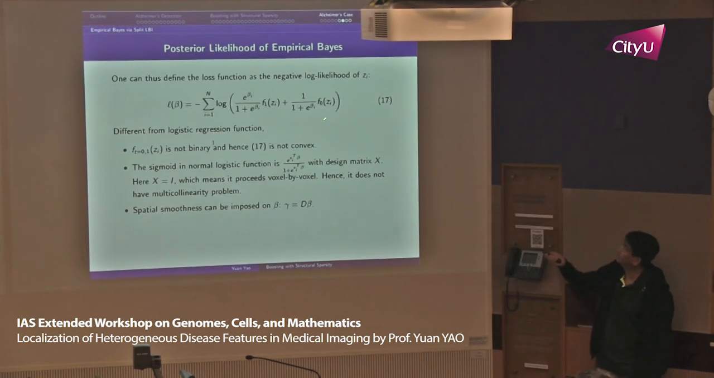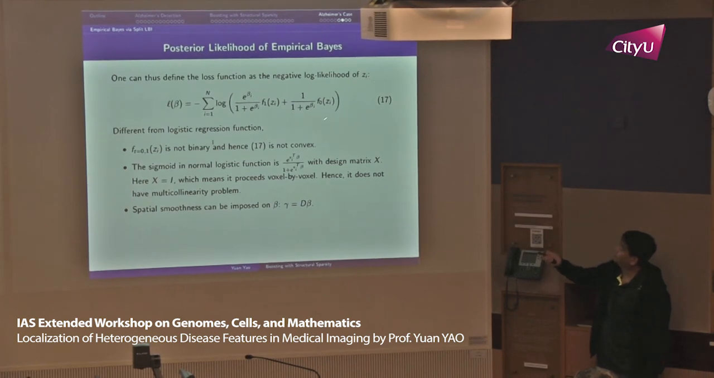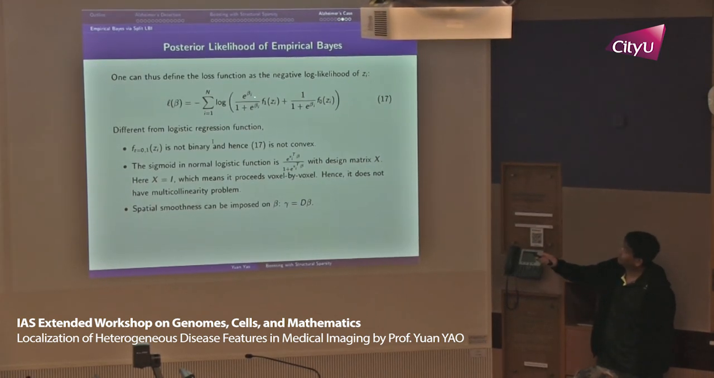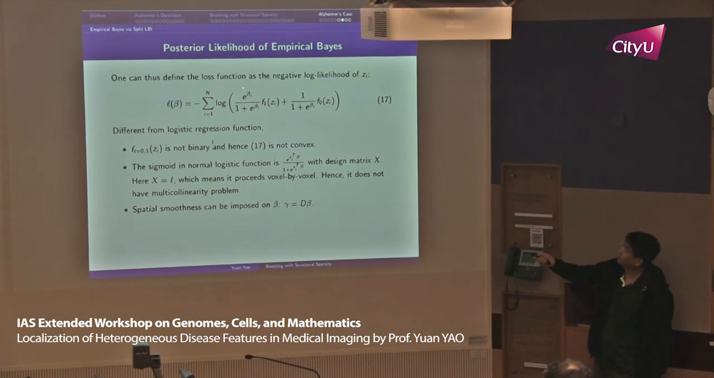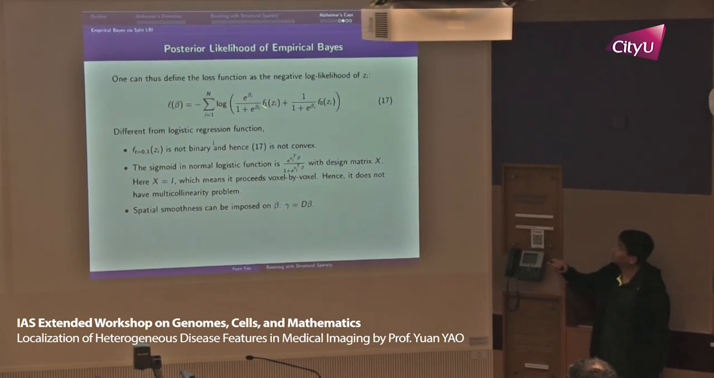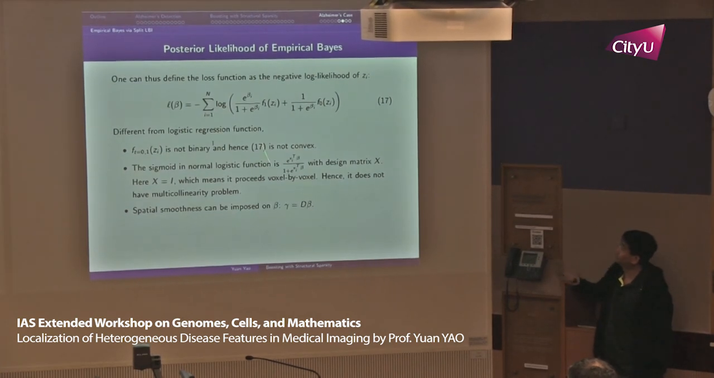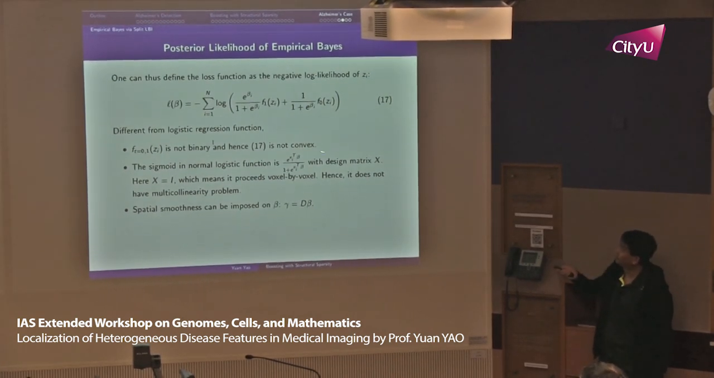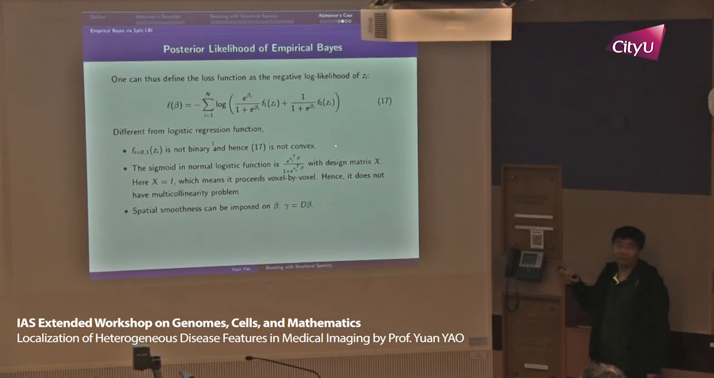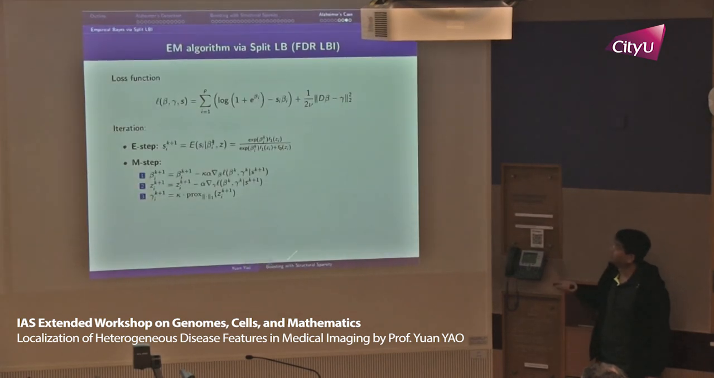You get a loss function as the negative log likelihood on this Z, and you reintroduce some additional parameters which control the probability of a particular voxel belonging to the abnormal or normal status, disease or non-disease status. So this is a mixture with posterior likelihood. And how to solve that? You can use an EM algorithm to solve this two-layer empirical Bayes inference, but we can use linearized Bregman, with the same idea, to solve it.